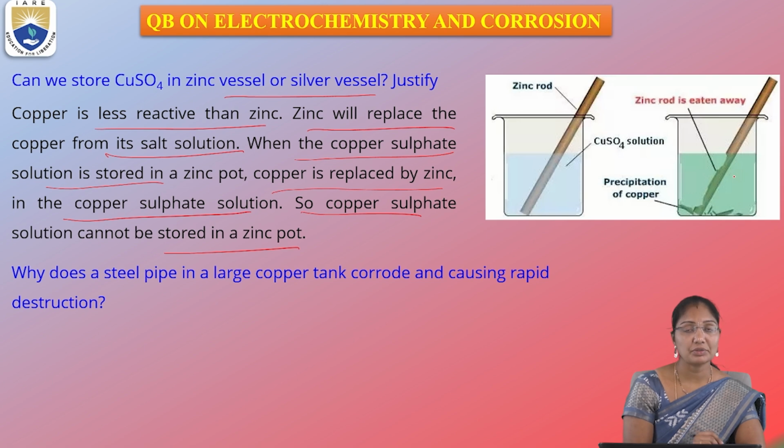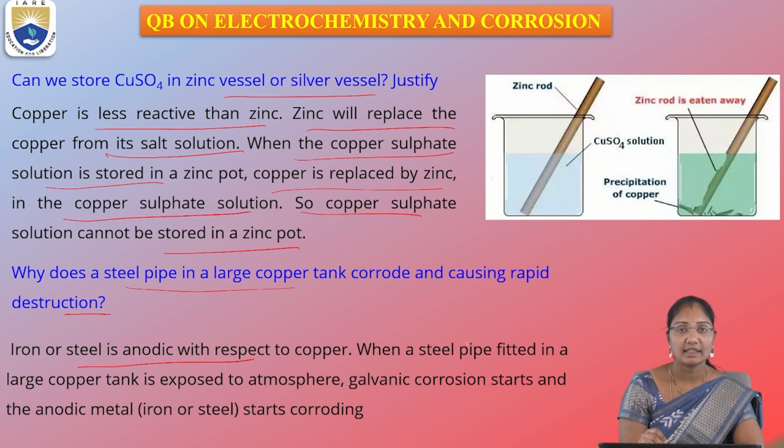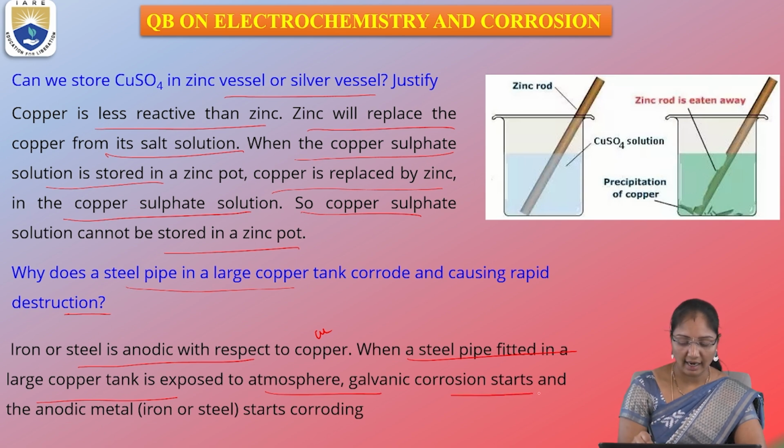Coming to another question: why does a steel pipe in a large copper tank corrode, causing rapid destruction? We have to justify. Here iron or steel is anodic, the negative terminal compared to copper. When a steel pipe fitted in a large copper tank is exposed to the atmosphere, galvanic corrosion occurs, and the anodic metal, iron or steel, starts the corrosion process.